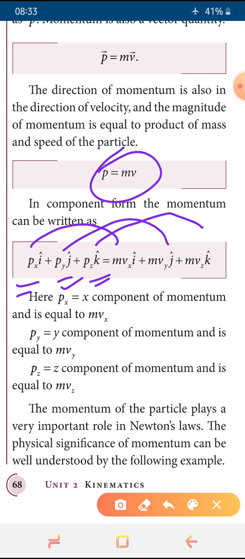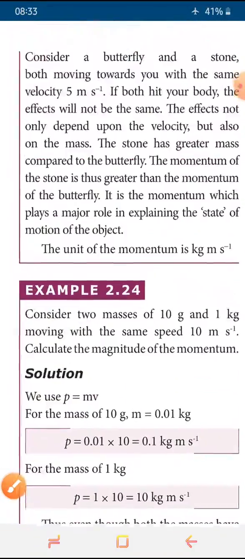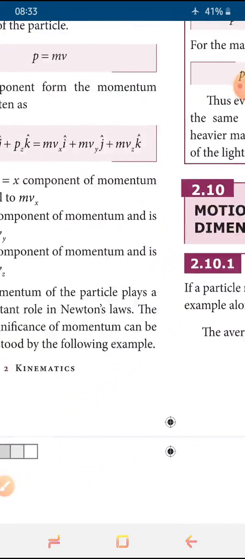Here p_x is the x component of momentum, equal to m v_x. p_y is the y component of momentum, equal to m v_y. Then p_z is the z component of momentum, equal to m v_z. Momentum is an important topic. It gives important results in Newton's laws. Some examples and explanations are given here for momentum.